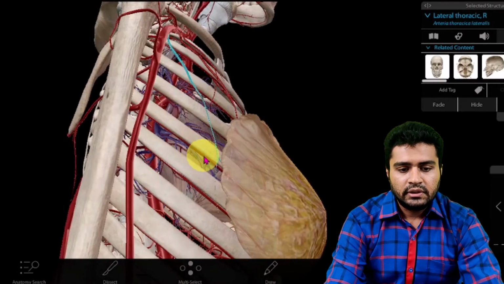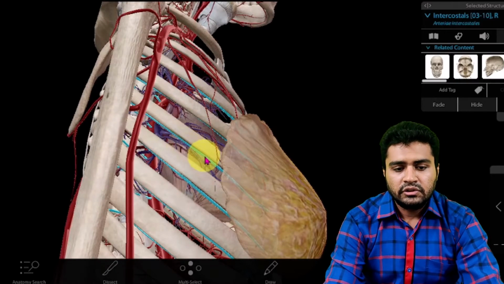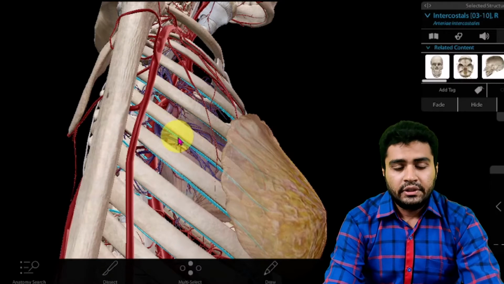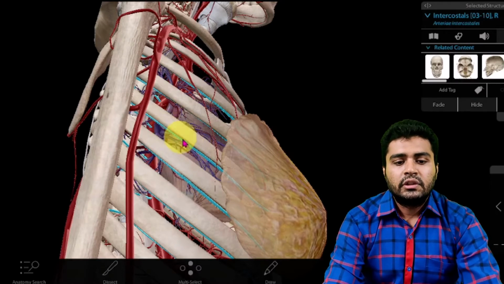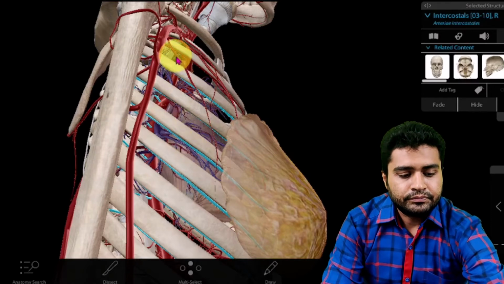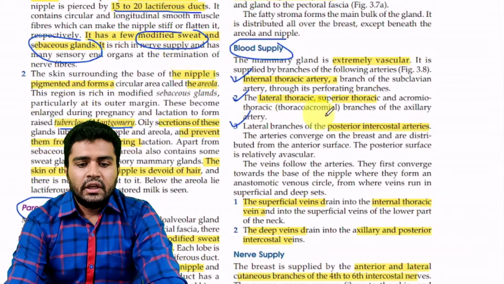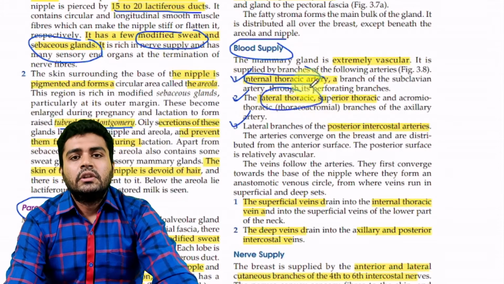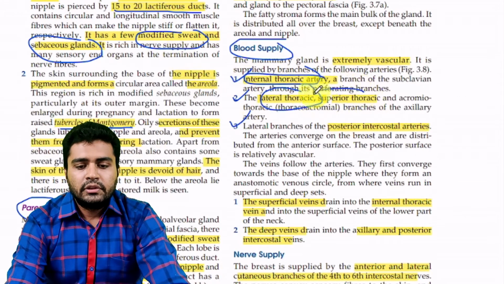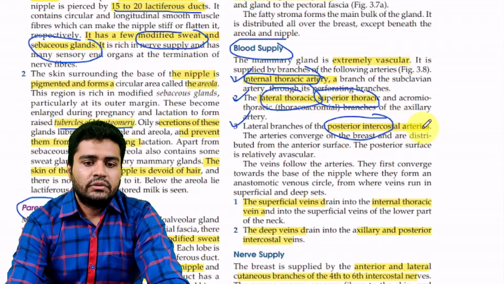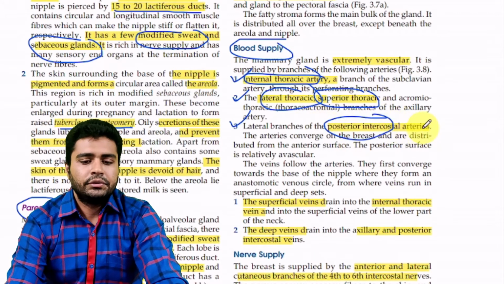You can easily see, just inferior to the rib, there are intercostal arteries, from where the posterior intercostal arteries also supply the breast tissue. So you can easily understand that the internal thoracic artery, the lateral thoracic, the superior thoracic from the thoracoacromial, and the posterior intercostal arteries are actually supplying the breast tissue.